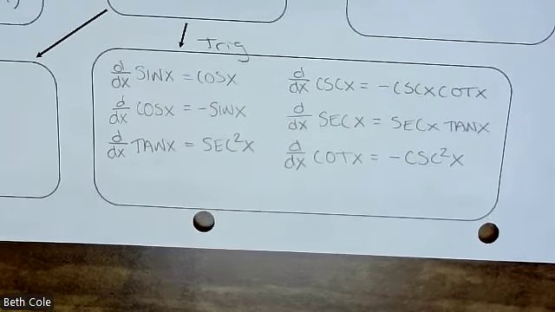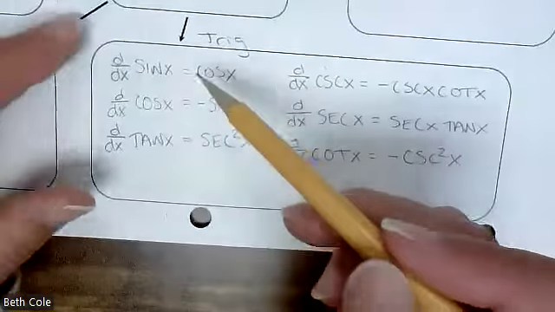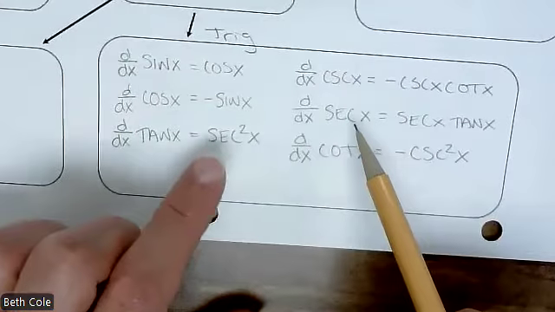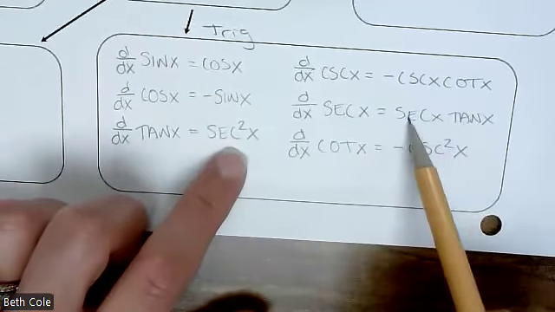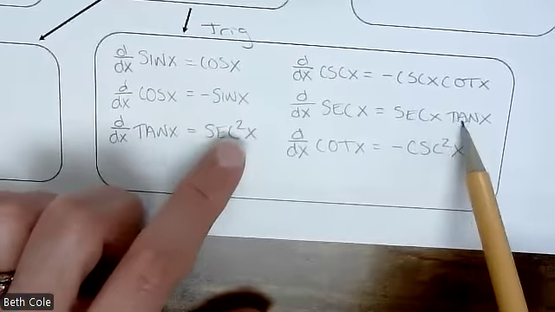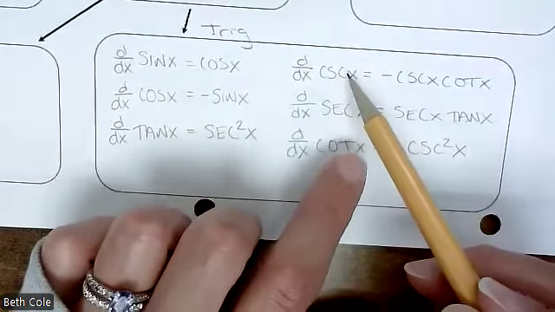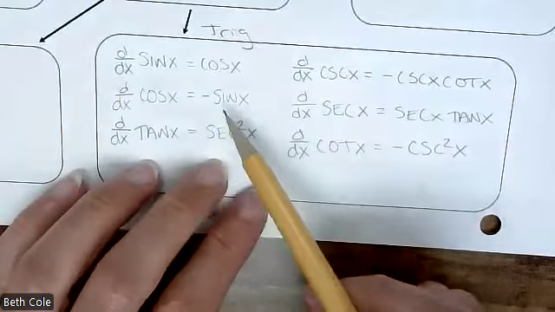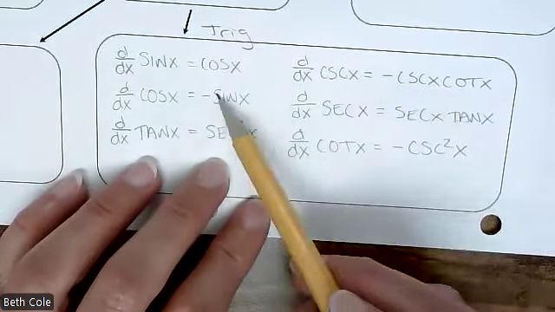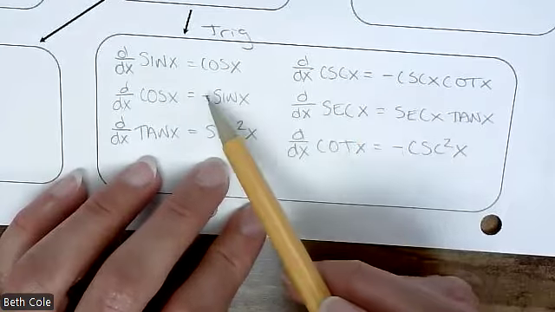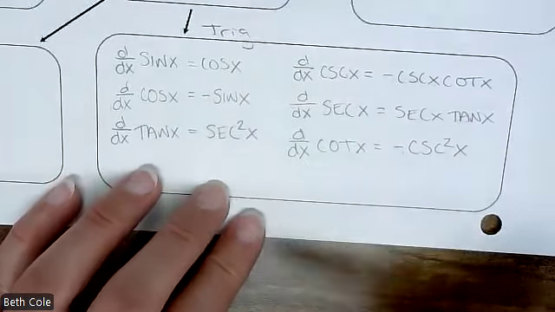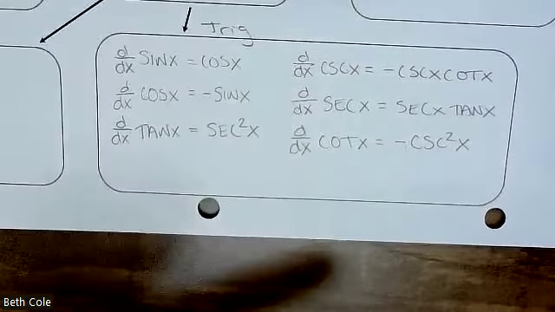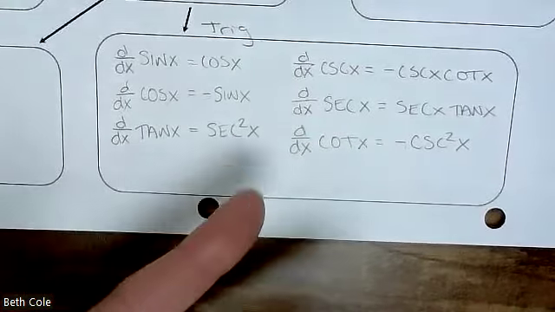I call them buddies, okay? Because we don't have a special word for this, but do you see how sine and cosine are buddies? They go together. Do you see how tangent and secant are buddies? They have each other in their derivatives. And then do you see how cotangent and cosecant are buddies? They have each other together. Which three are getting the negative in their answer? Cosine, cosecant, cotangent. So if it has a co, it gets a negative. That's how you can remember the negative.